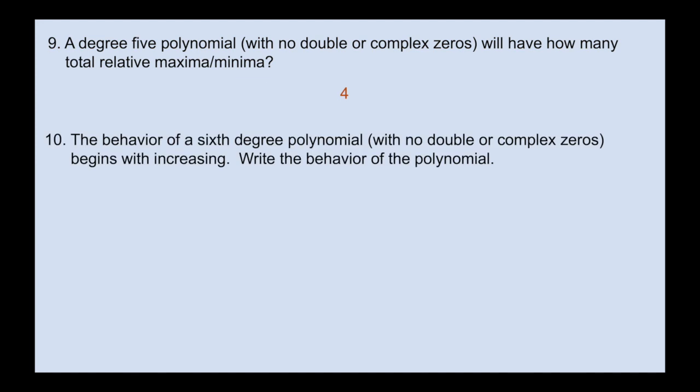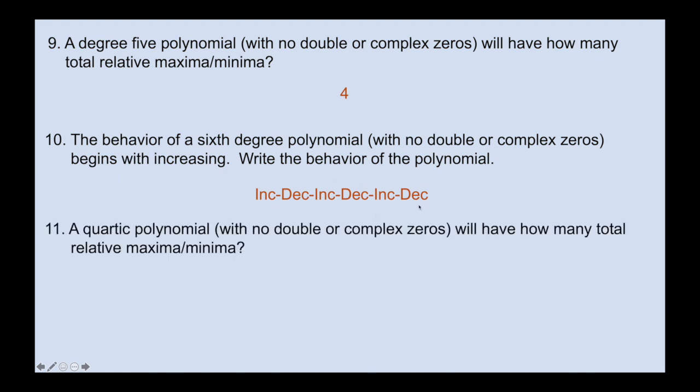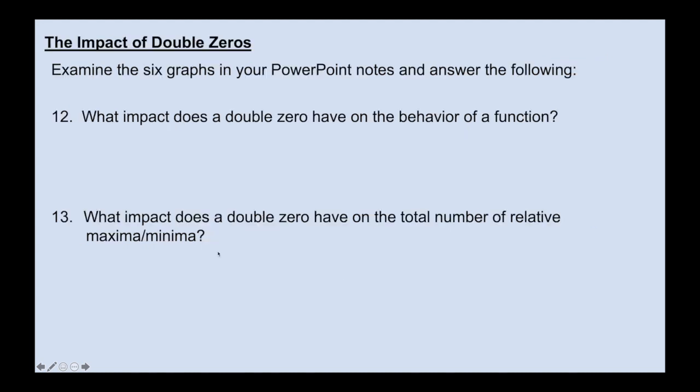For number 10, this is a 6th degree polynomial function with no double zeros or complex zeros. If it starts with increasing, we're going to write the behavior. So again, it's going to start by going up, and I have to write 6 arrows, and it's going to alternate. So it's going up, then down, then up, then down, then up, then down. For number 11, a quartic polynomial, so this is a 4th degree, no double, no complex, and we want to know how many total max and mins. The total number of relative max and mins should be 1 less than that, so I should have 3.